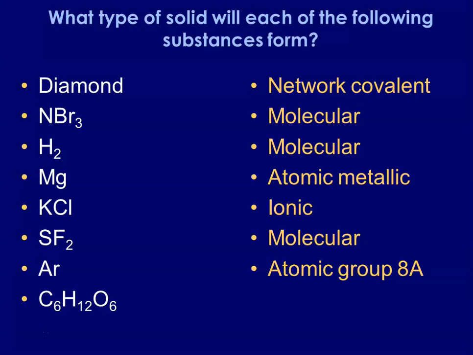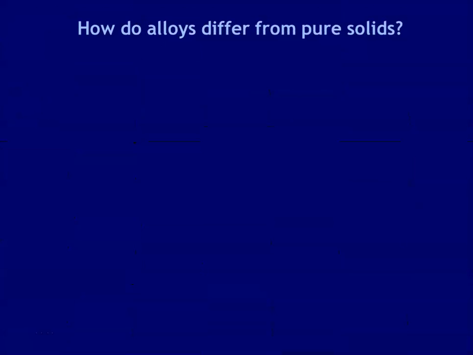And then we have glucose. Glucose is made of just nonmetals, and it definitely has some parts that are sharing things a little bit differently than the other, which is why we're going to see sugar can dissolve in water pretty reasonably, but this would be classified as a molecular solid.